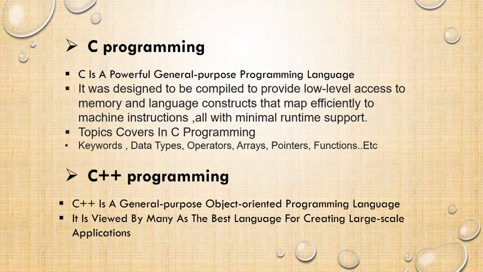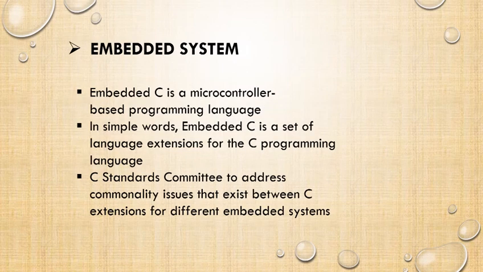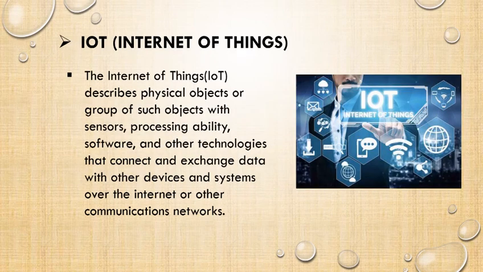C++ programming. C++ is a general purpose object oriented programming language. It is viewed by many as the best language for creating large scale applications. Now, the embedded system. Embedded C is a microcontroller based programming language. In simple words, embedded C is a set of language extensions for the C programming language. IoT, Internet of Things. IoT describes physical objects or groups of such objects with sensors, processing ability, software and other technologies.